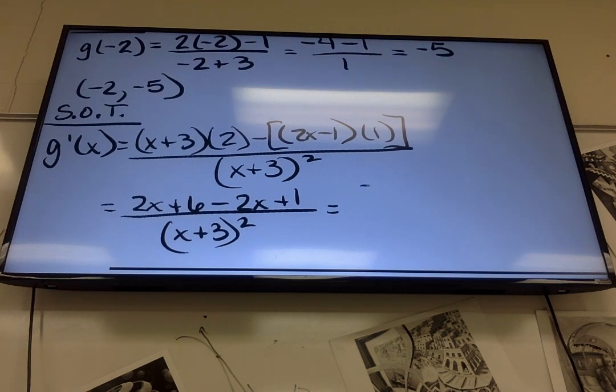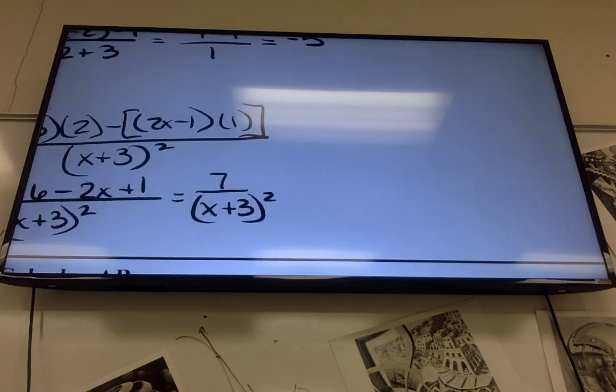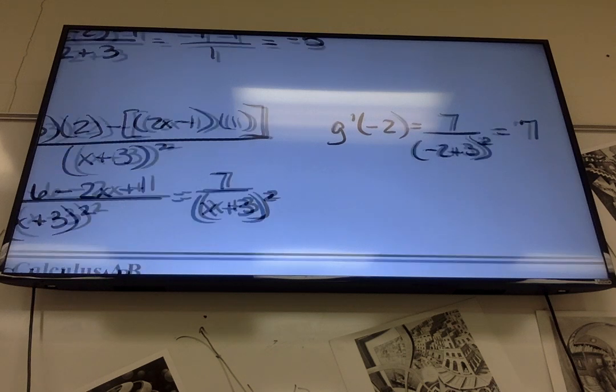The 2 x's cancel. I get 7 over x plus 3 squared. So that's the derivative. Now what do I do? Plug in. So I'm finding g prime of -2. So 7 over -2 plus 3 squared. Sorry, it's 7 over 1 squared, that's just 7.